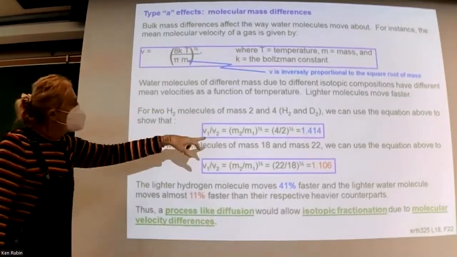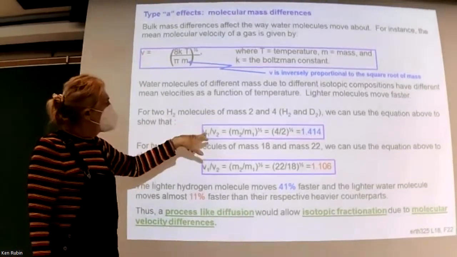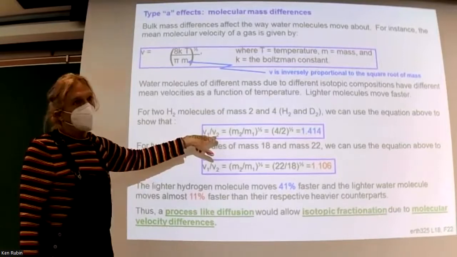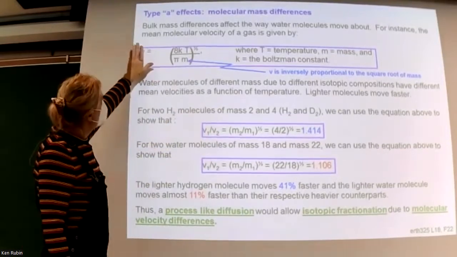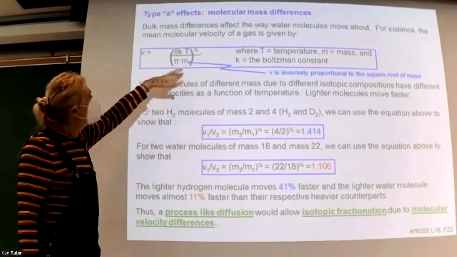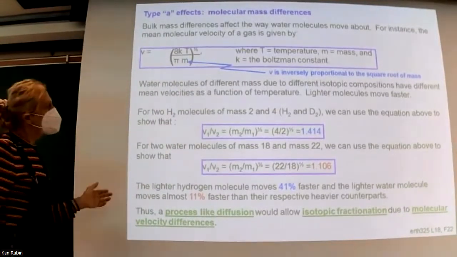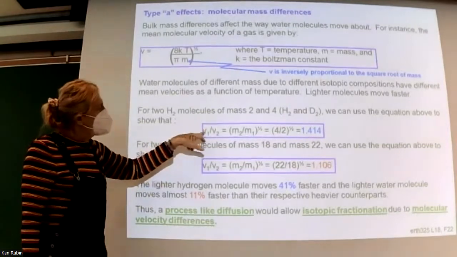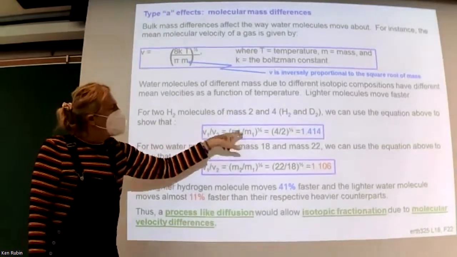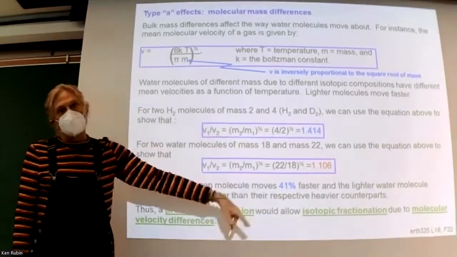So the equation for the heavy isotope and the equation for the light isotope, velocity 1 and velocity 2. I just take this equation, divide it by itself, and all the constants drop out. You will see that the equation relaxes down to, it's just algebra, that the ratio of the velocities is the inverse ratio of the masses to the square root.